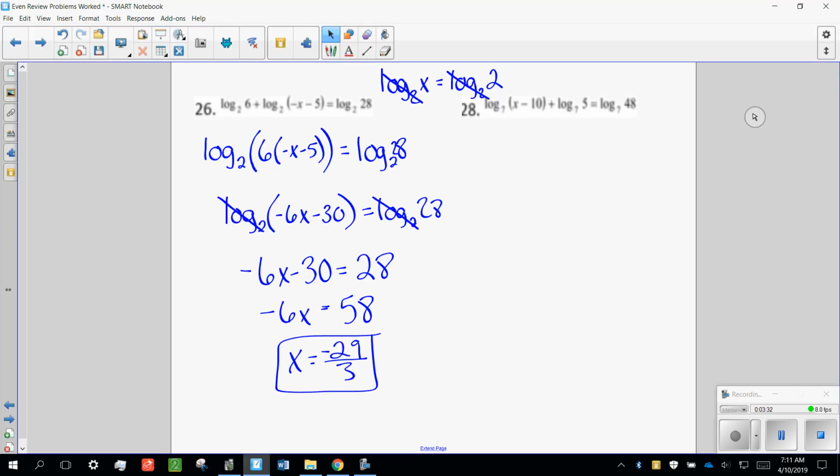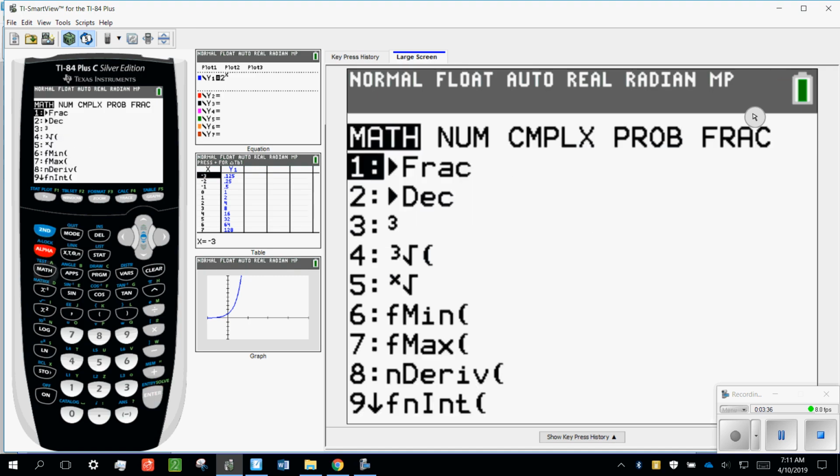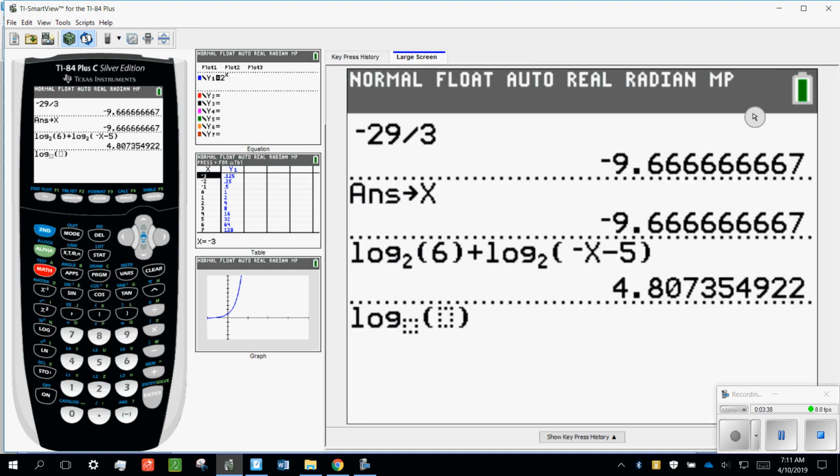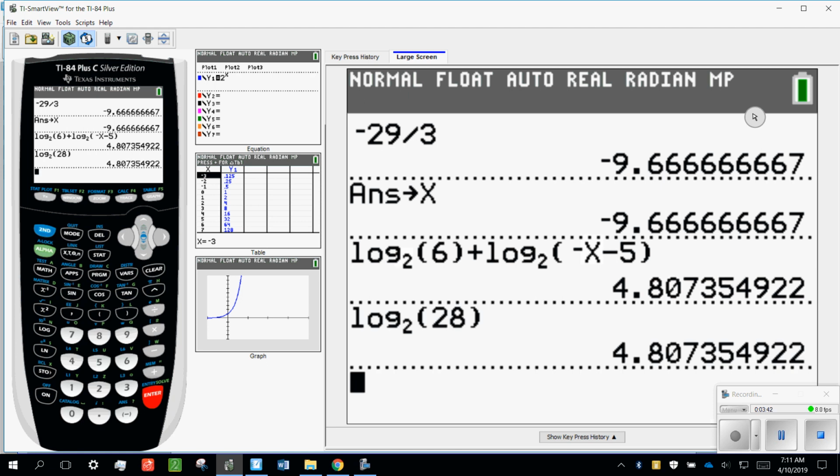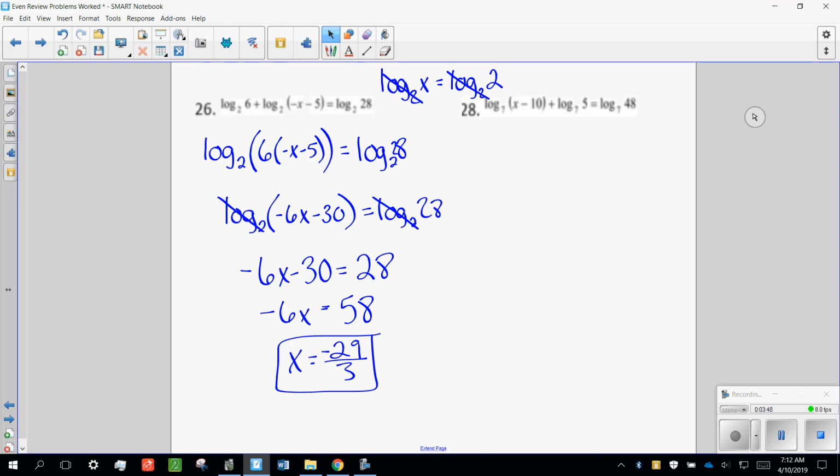And what's the right side? The right side is log base 2 of 28. And we see that those 2 sides of the equation are equal to each other, and that's exactly what we want to see. So we know that negative 29 over 3 is correct. We don't have to wonder about it or be nervous about it.